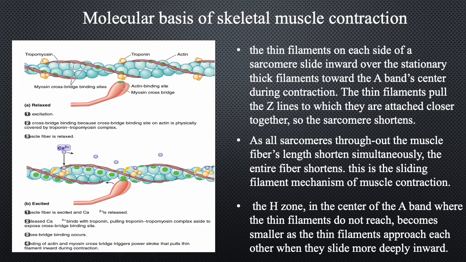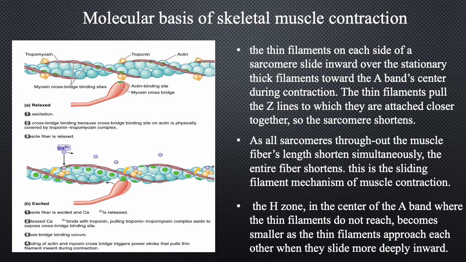The H zone, the center of the A band where the thin filaments do not reach, becomes smaller as the thin filaments approach each other when they slide more deeply inward. The I band, which consists of the portion of the thin filaments that do not overlap with the thick filaments, narrows as the thin filaments further overlap the thick filaments during their inward slide. The thin filaments themselves do not change length during muscle fiber shortening.